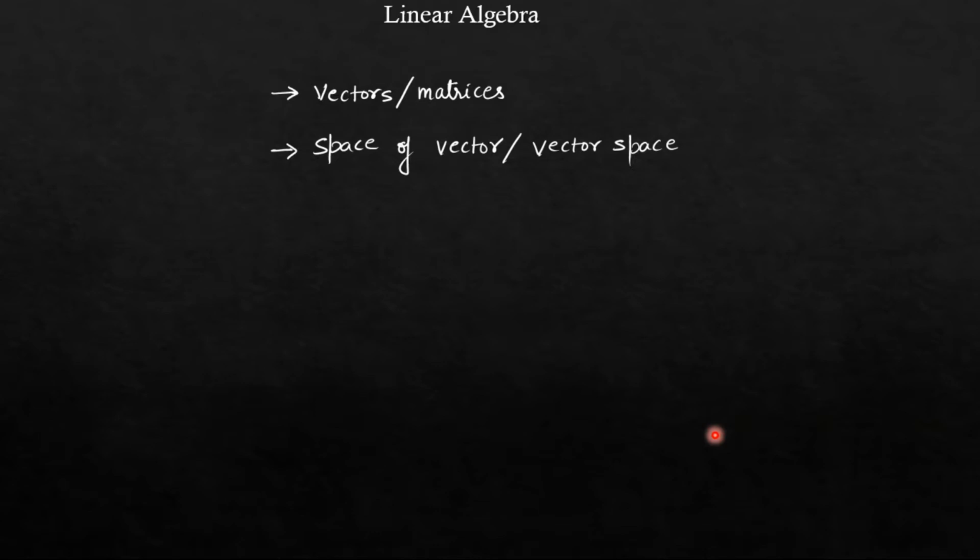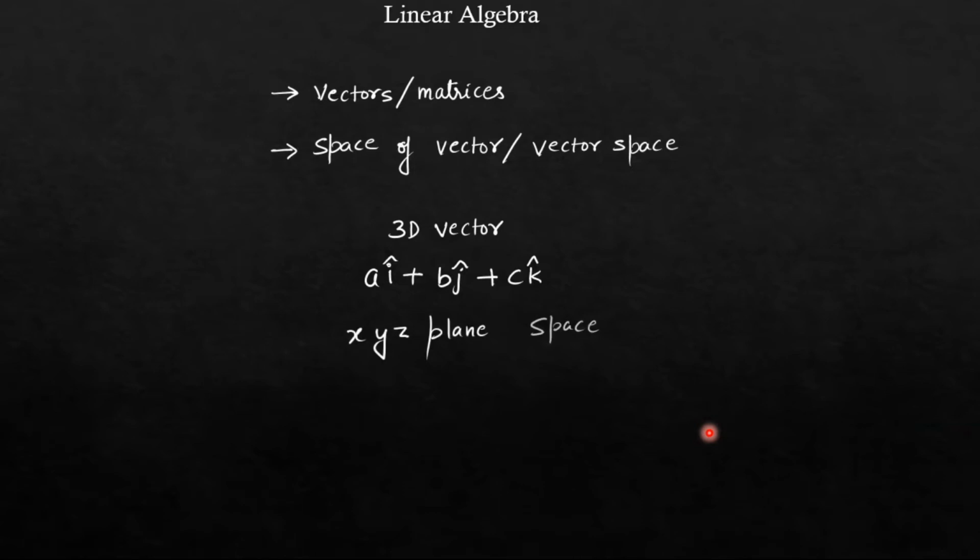Okay, now what is vector space? Suppose I give you a three-dimensional vector, that is, let us say a i cap plus b j cap plus c k cap, then the space spanned by this vector will be three-dimensional space, that is the xyz plane, or you can say xyz space. That is meant by vector space.